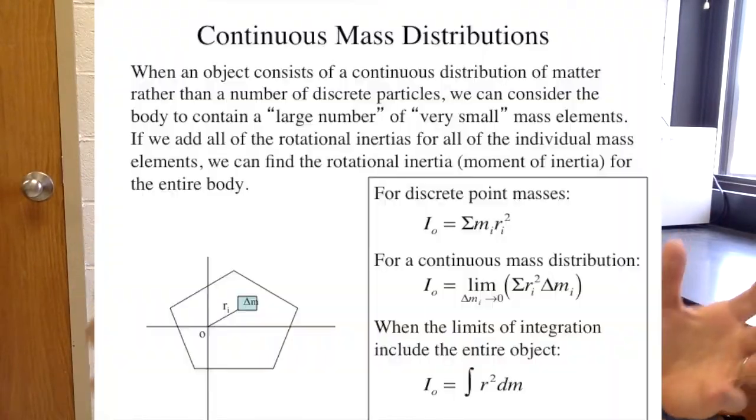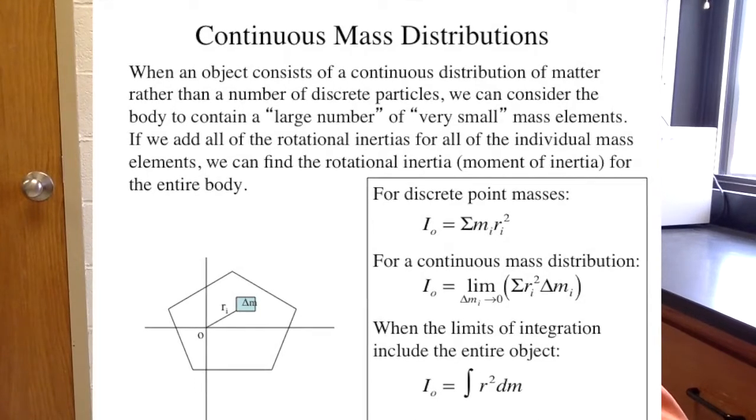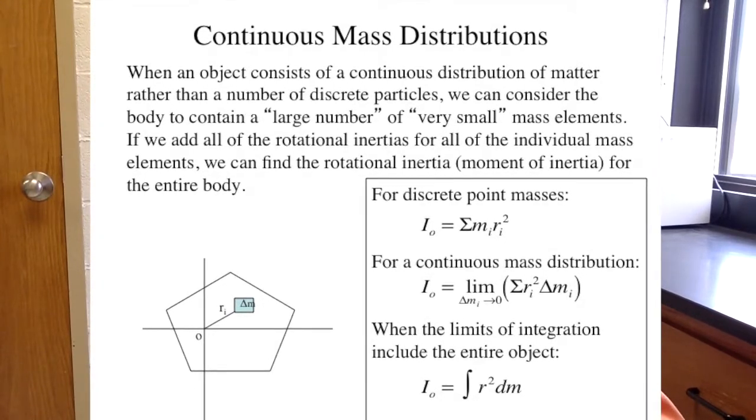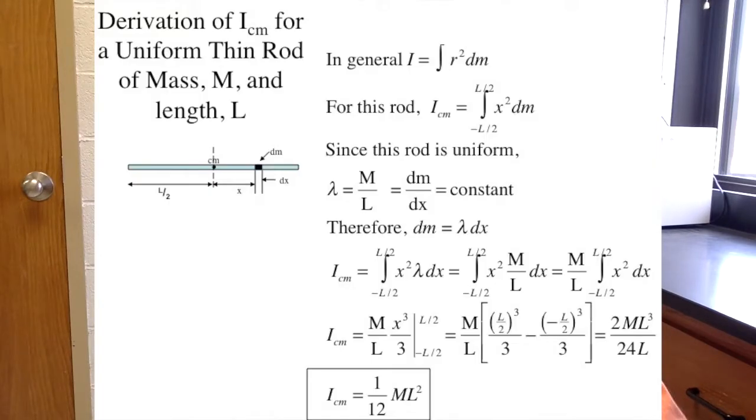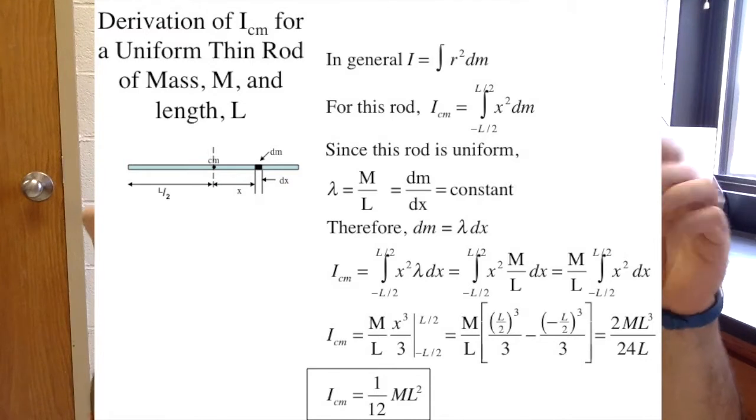And so when we have that, instead of adding individual components, we have to add up a whole bunch of things, like a whole area. And for that, we use the antiderivative. We integrate. And so you can see the derivation for the moment of inertia around the center of mass for a thin uniform rod. So imagine we have just a thin uniform rod. If we go about the center, what is the moment of inertia for that?